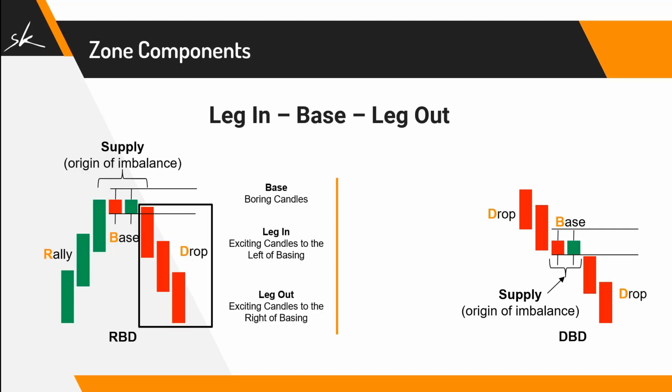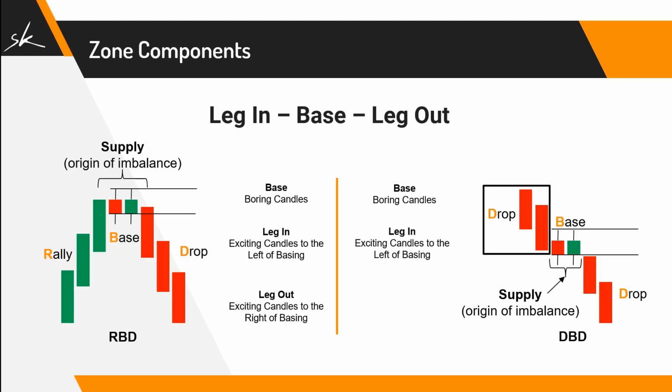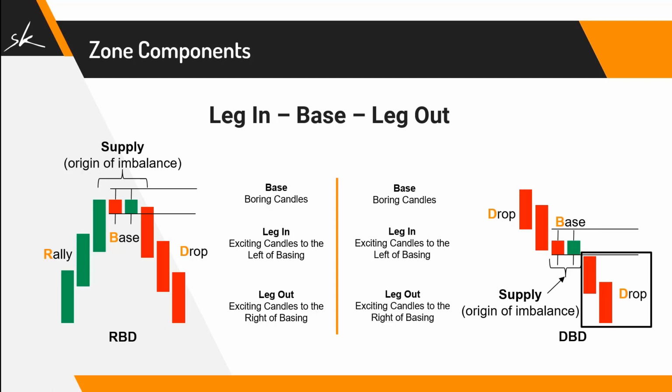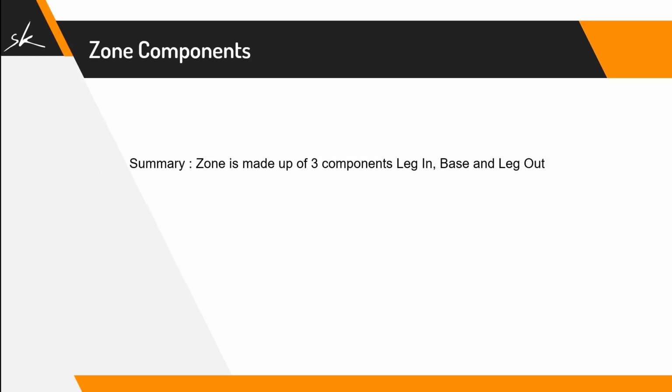Leg out. Exciting candle to the right of the basing will be considered as leg out. Drop base drop. Basing. Boring candle will be considered as basing. Leg in. Exciting candle to the left of the basing will be considered as leg in. Leg out. Exciting candle to the right of the basing will be considered as leg out. In summary, zones are made up of three components: leg in, basing, and leg out.